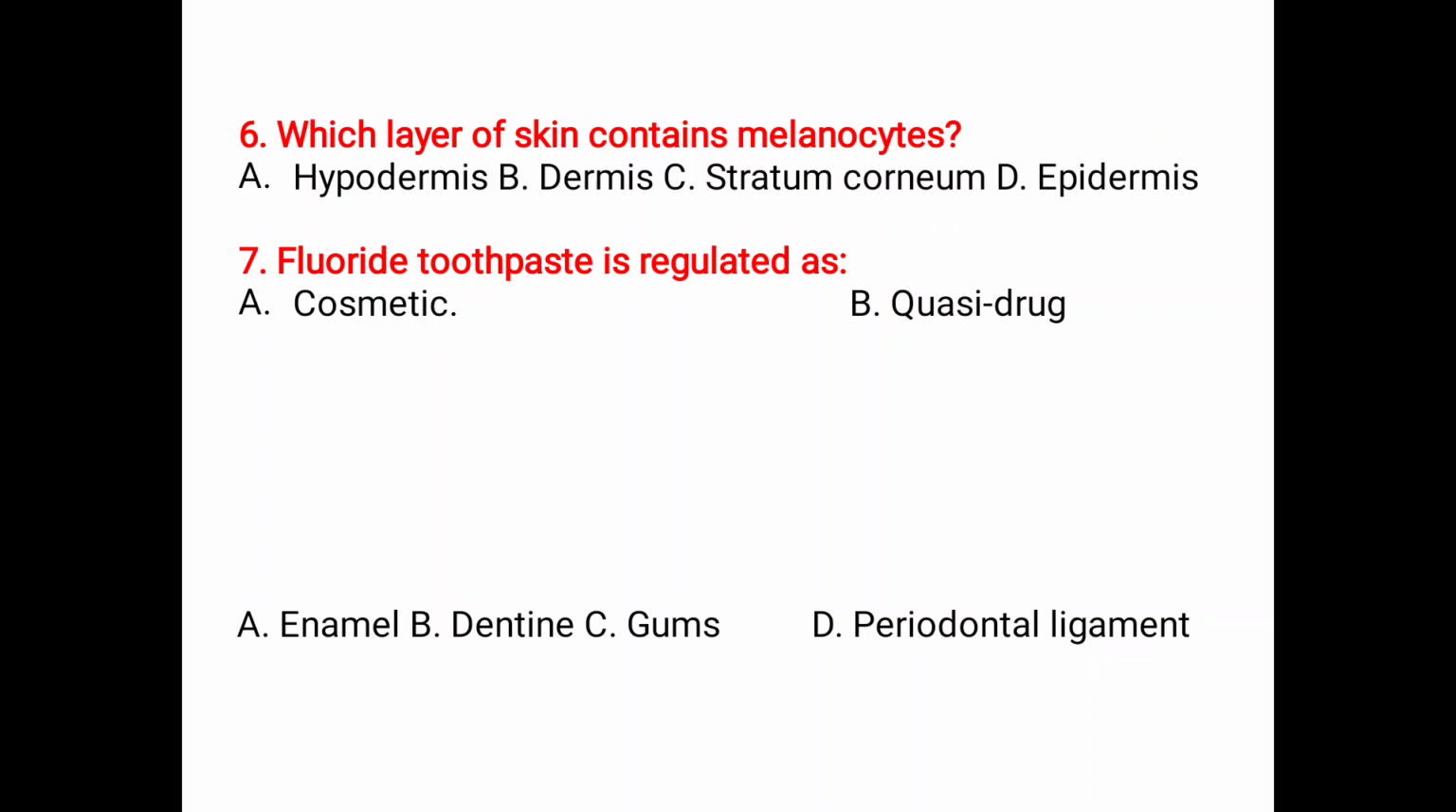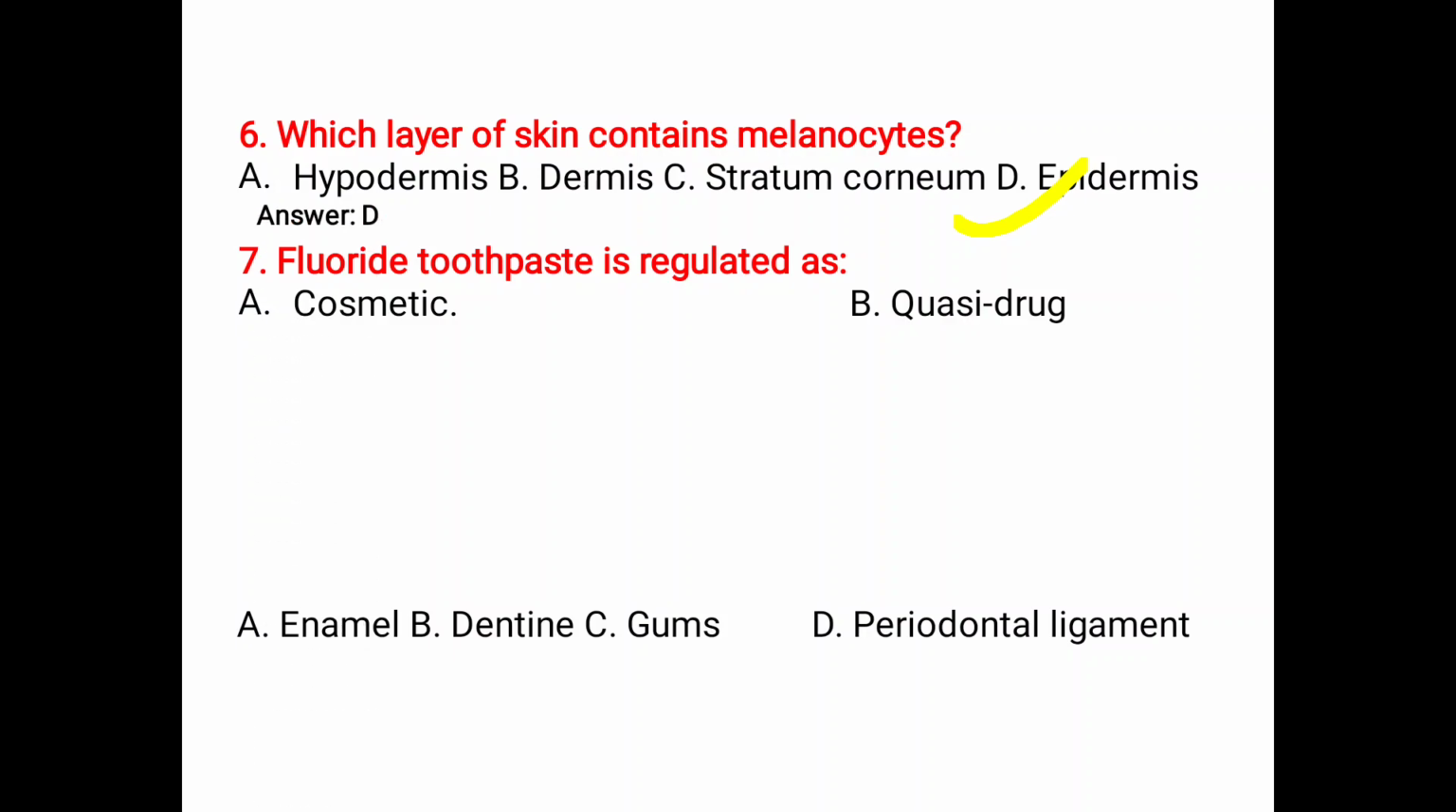Next, which layer of skin contains melanocytes? Option A, hypodermis. Option B, dermis. C, stratum corneum, and D, epidermis. So hypodermis, dermis, stratum corneum, and epidermis. Option D, epidermis, is correct.